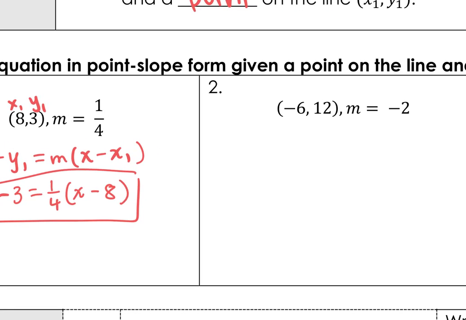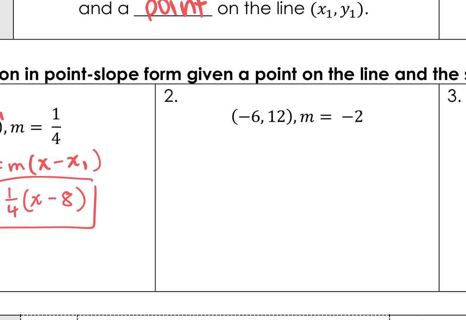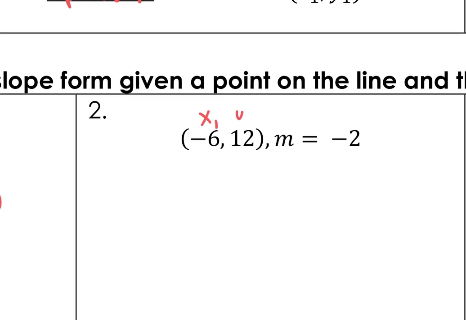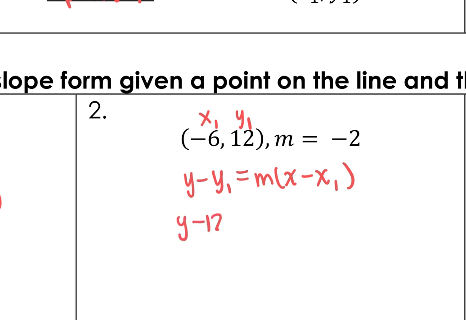So let's practice again. We've got negative 6, 12 as our point. So again, that's our x1 and our y1. And then m, our slope, is negative 2. So we're going to plug that in, and you don't have to keep rewriting the formula, but it might help you memorize it if you do. So you've got y minus y1 is equal to m times x minus x1. So now let's plug stuff in. This is going to be y minus 12 equals m, negative 2, times x minus negative 6.